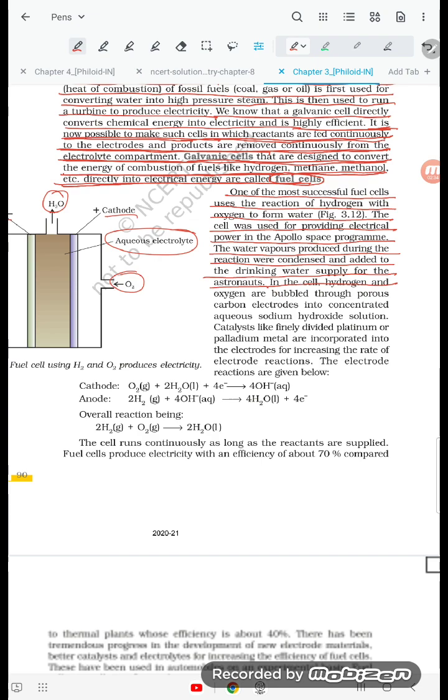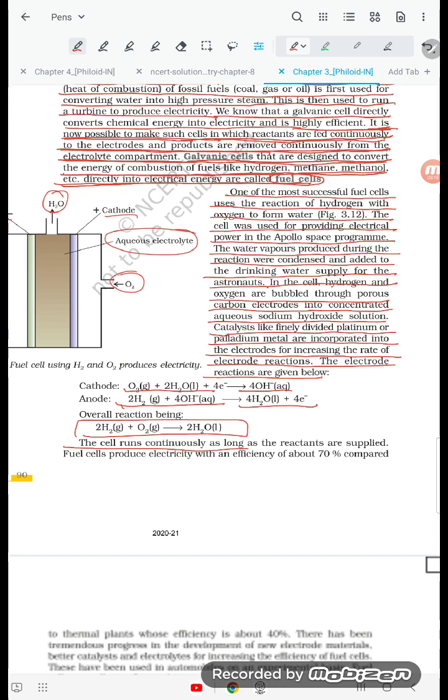In the cell, hydrogen and oxygen are bubbled through porous carbon electrodes into the concentrated aqueous sodium hydroxide solution. Catalysts like finely divided platinum or palladium metal are incorporated into the electrodes for increasing the rate of electrode reaction. The electrode reactions are given: O2 + 2H2O + 4e⁻ → 4OH⁻, and 2H2 + 4OH⁻ → 4H2O + 4e⁻. So overall, 2H2 + O2 → 2H2O.